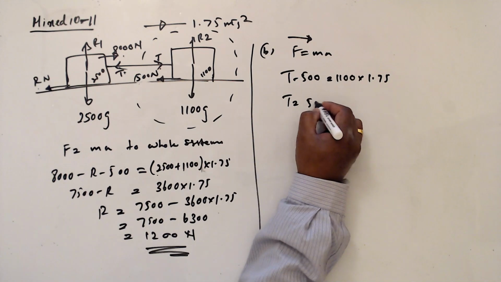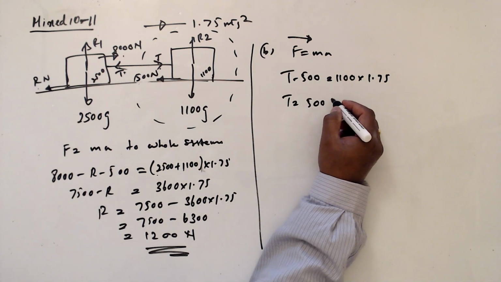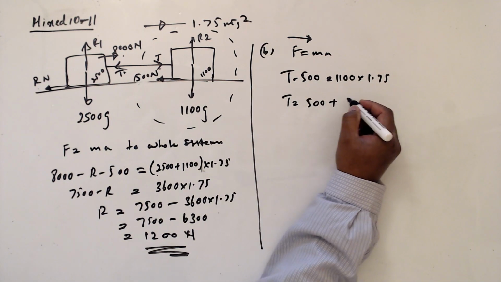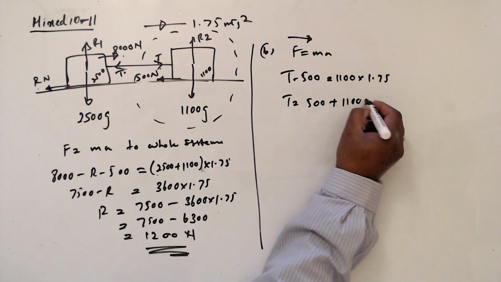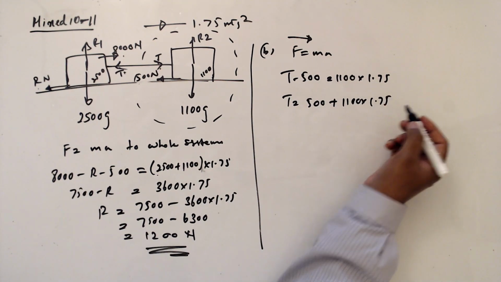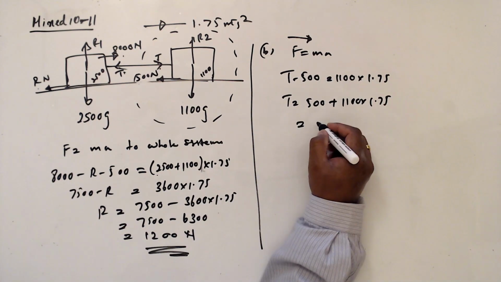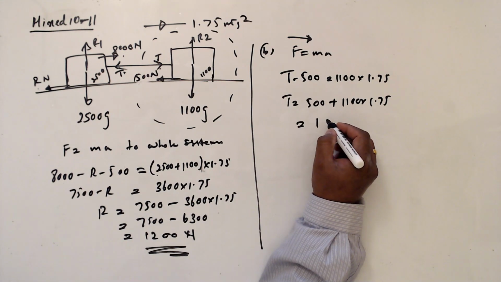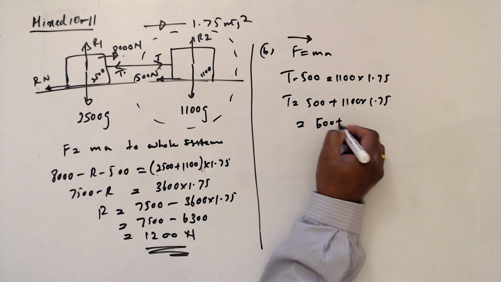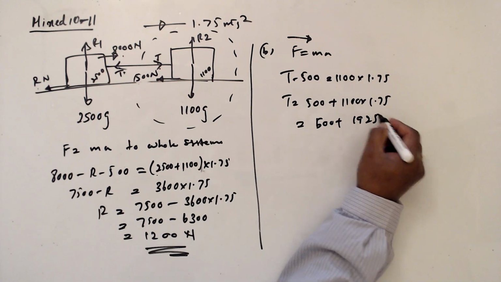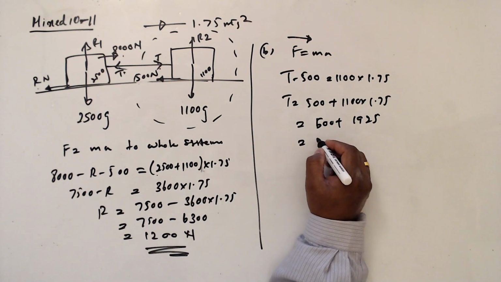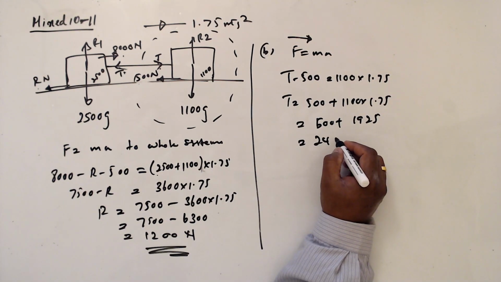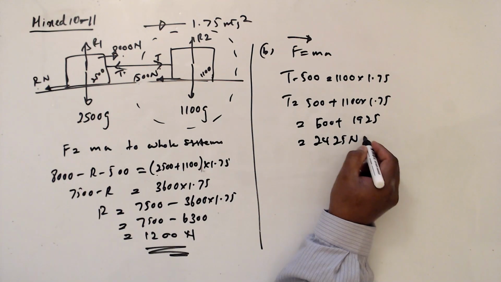So T equals 500 plus 1100 times 1.75. So this is going to be 500 plus 1925. The total is 2425 Newton.